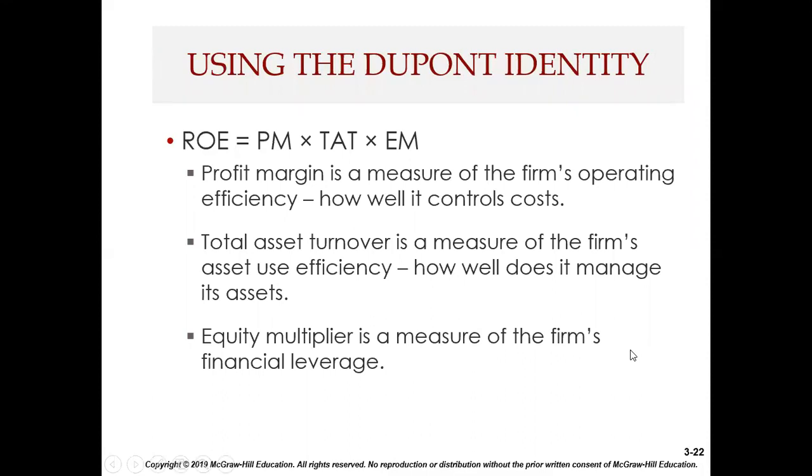How do we use it? Well, now, remember, profit margin is a measure of the firm's operating efficiency. So how well it controls costs or expenses. Total asset turnover is how well the company uses the assets. How well does it manage its assets? The equity multiplier is a measure of the firm's financial leverage.